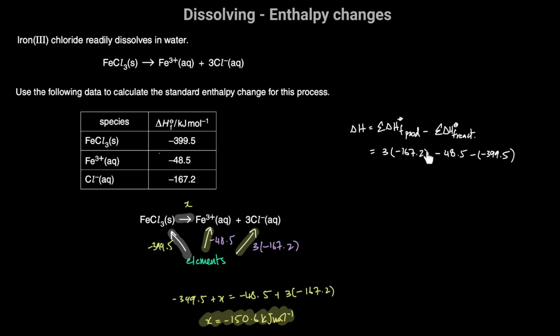So the sum of the formation enthalpies is 3 times minus 167.2 plus minus 48.5. So this is the sum of the formation of the products. Then we subtract the formation enthalpy of the reactants. We have 1 mole of FeCl3 solid. So we're going to subtract minus 399.5. We'll get the same answer. The enthalpy change will come out to negative 150.6 kilojoules per mole.